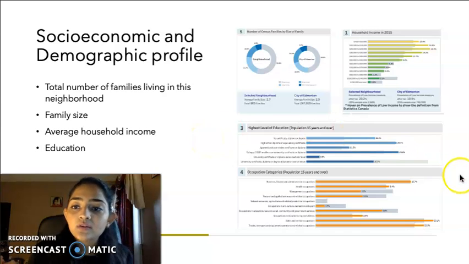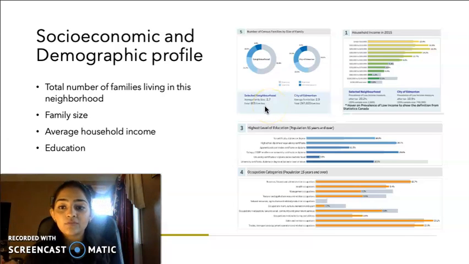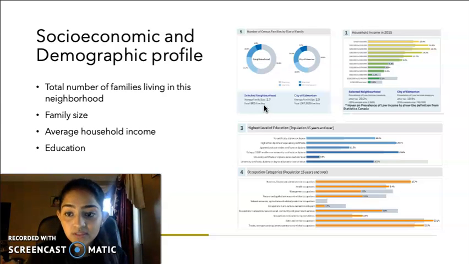So there are about a total of 805 families living in this neighborhood. Of these families, about 55.9% of them consist of 2 individuals. The average family size of this neighborhood is 2.7.